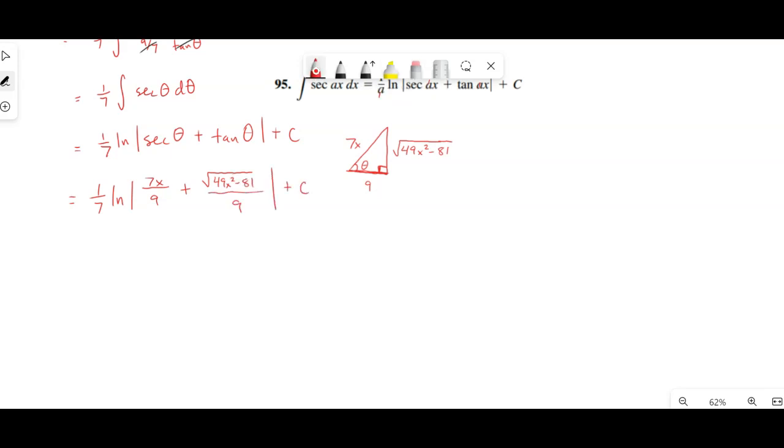You can leave it like that. You can combine them if you want to. Either way is fine, so either one of those expressions would be fine. That just combines into a single fraction inside.